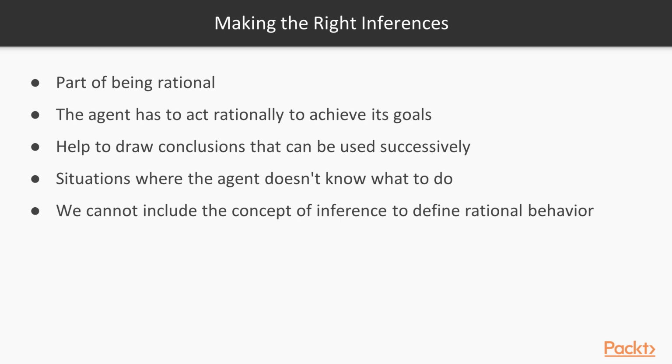What about situations where there are no provably right things to do? There are situations where the agent doesn't know what to do, but it still has to do something. In this situation, we cannot include the concept of inference to define rational behavior.